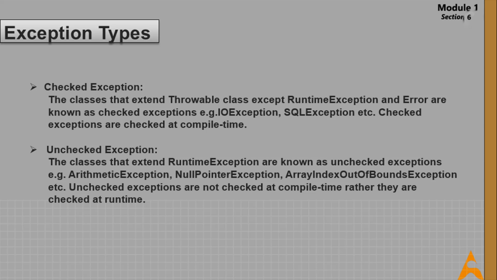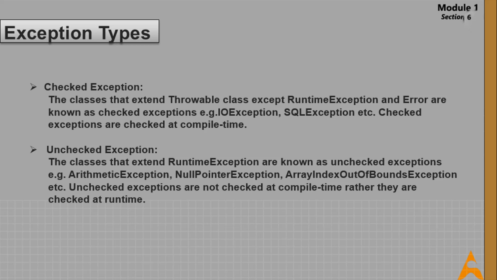Now let's talk about checked exceptions. The classes that extend the Throwable class, except RuntimeException and Error, are known as checked exceptions, e.g. IOException, SQLException, etc. Checked exceptions are checked at compile time. Unchecked exceptions: the classes that extend RuntimeException are known as unchecked exceptions, e.g. ArithmeticException, NullPointerException, ArrayIndexOutOfBoundsException, etc.